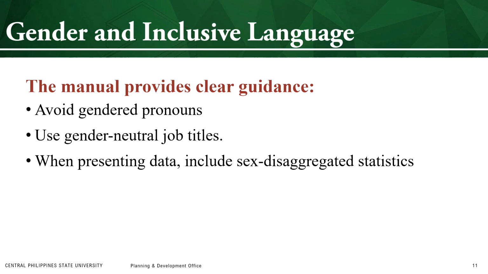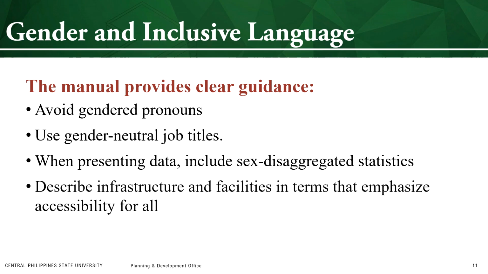When presenting data, include sex-disaggregated statistics whenever available and relevant. This means not just reporting total enrollment, but breaking it down by sex, so that planners can understand whether facilities and services are equitably meeting the needs of all campus users. Describe infrastructure and facilities in terms that emphasize accessibility for all, including persons with disabilities, the elderly, and other marginalized or vulnerable groups.